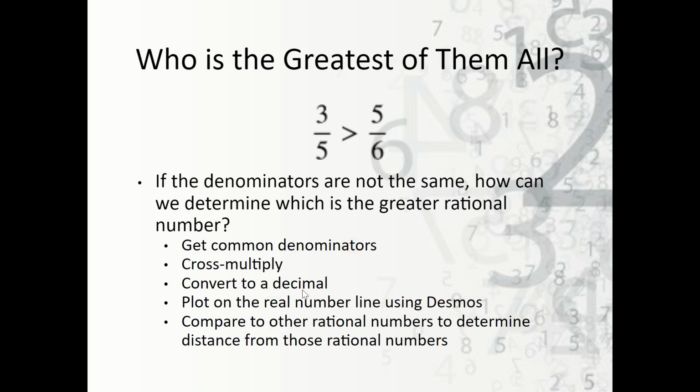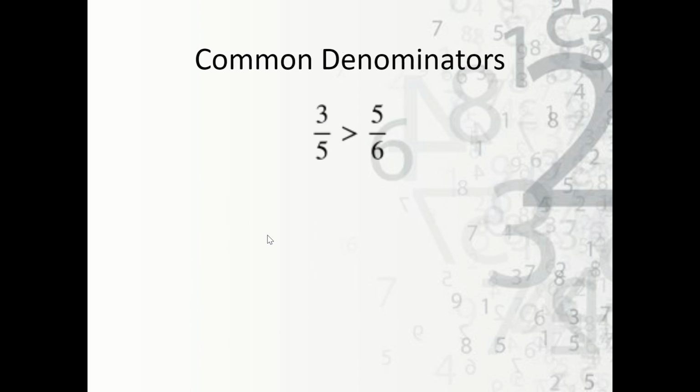We could also convert to a decimal. So I can change 3/5 to a decimal and 5/6 to a decimal. I can plot them on the real number line using Desmos. So I could put in 0, 3/5 and 0, 5/6 and see which one's further along. And lastly, I can compare to other rational numbers to determine the distance. So let's try to figure out if these are comparable. If one's bigger than 1/2 and the other one's not, well, then we know that the one that's bigger than 1/2 is the greater number. So those are some examples of what we can do.